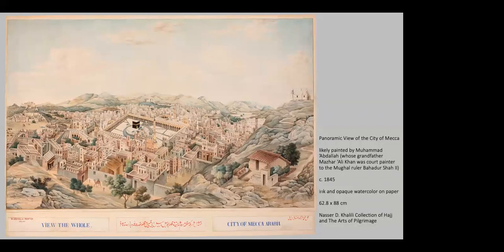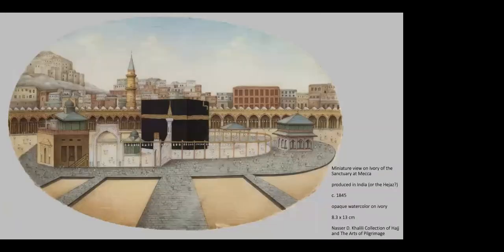Vistas of the Kaaba were captured in modern miniature paintings, such as this one by the artist dubbed the Delhi cartographer, named Muhammad Abdullah, whose grandfather, Mazhar Ali Khan, was a court painter to the Mughal ruler Bahadur Shah II. The panorama is the earliest known depiction of the Masjid al-Haram and its immediate vicinity. And here we have another miniature, this one produced on ivory, we think also done by Muhammad Abdullah.